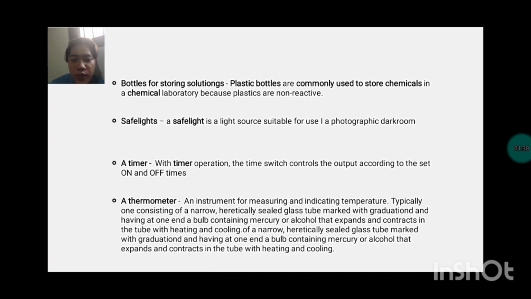A thermometer, an instrument for measuring and indicating temperature, typically consisting of a narrow, hermetically sealed glass tube marked with graduations and having at one end a bulb containing mercury or alcohol that expands and contracts in the tube with heating and cooling.